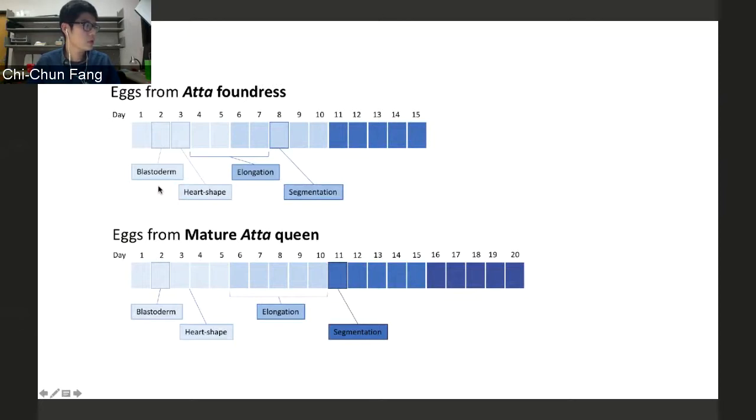So those are the four stages: blastoderm, heart shape, elongation, and segmentation, and I labeled on which day each stage happened. And why do we have to know that? Actually, that brought up an interesting idea that maybe we should examine some aging genes involved in elongation or segmentation at this stage. We want to figure out the cause of that acceleration, that speed up. It's quite interesting, and that will be our next step.